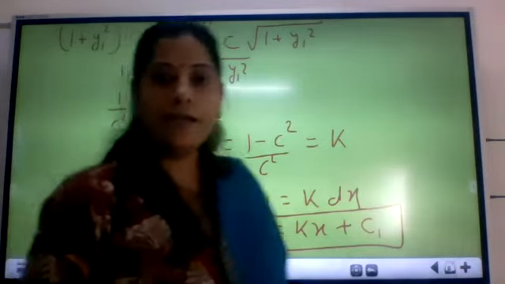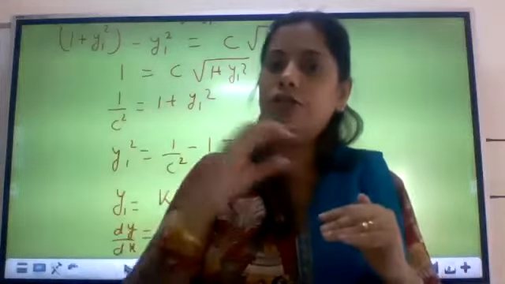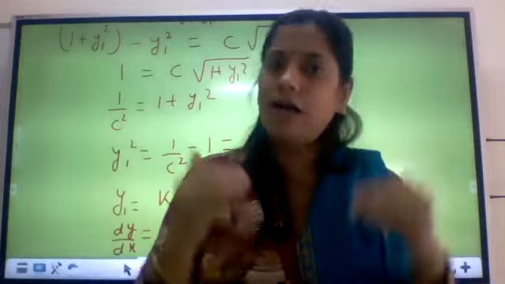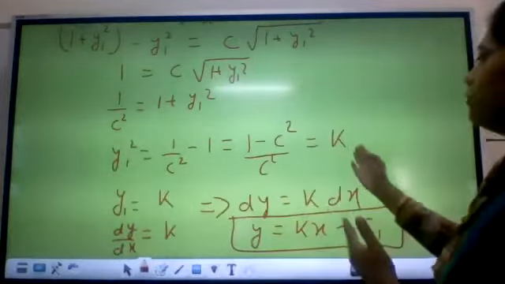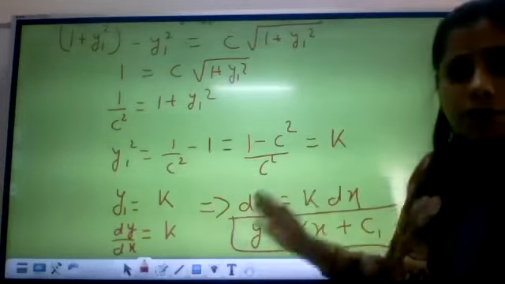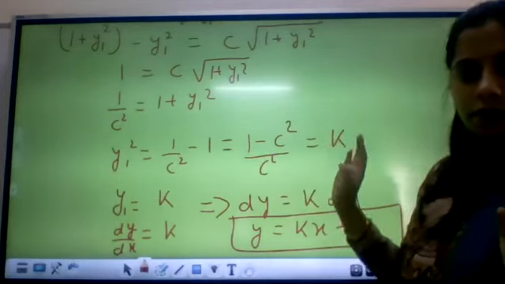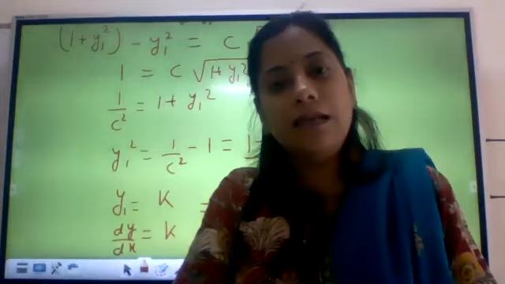Understood what I did? First I defined my functional. I saw the functional was independent of x, so I used the other format of Euler's equation. I substituted and solved. Here I have replaced this constant by a new constant k. If you don't want to replace it, don't replace it. Not an issue, some constant is coming. That's it. So this is how you have to do the question where the functional is independent of x.